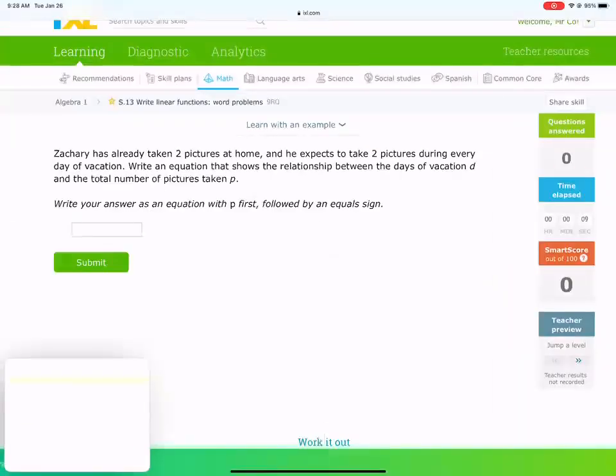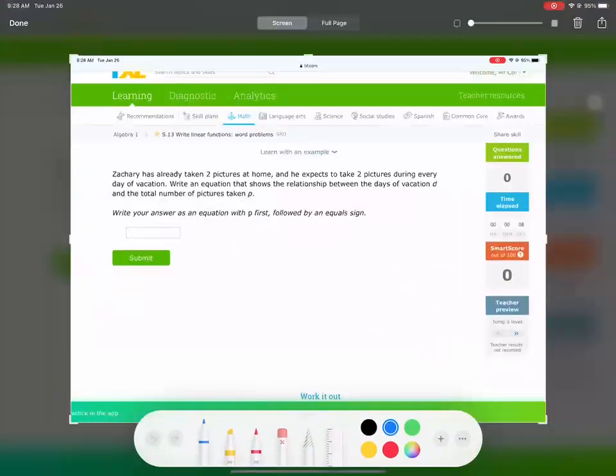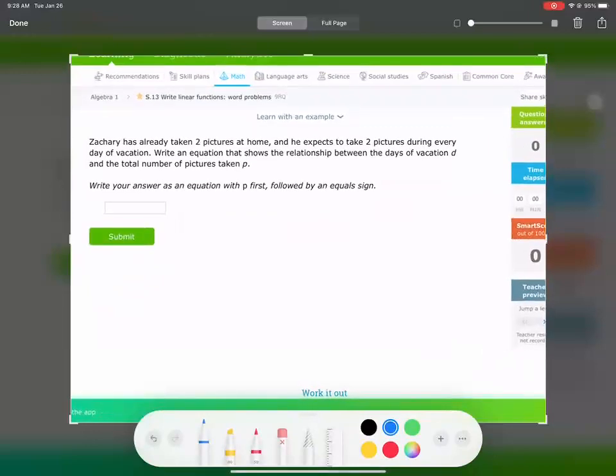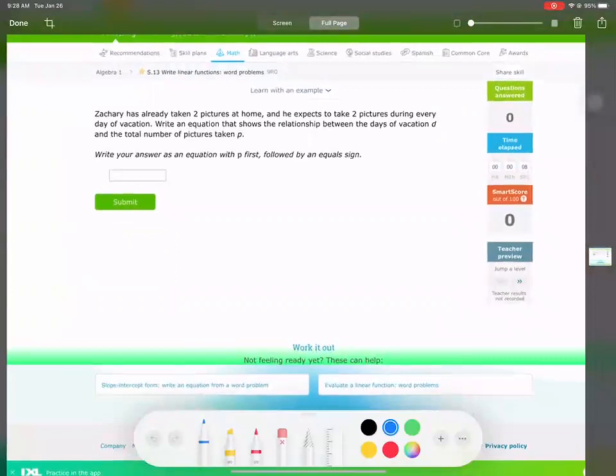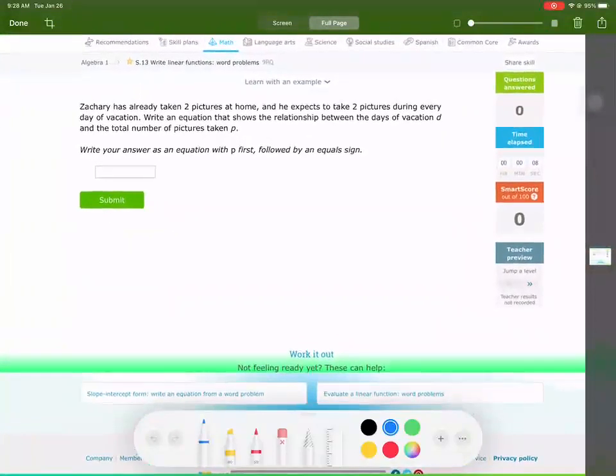First question: Zachary has already taken 2 pictures at home. He expects to take 2 pictures every day of vacation. Write an equation that shows the relationship between the days of vacation D and the total number of pictures taken P. So they gave us which variables to use. The days of vacation will be D and the pictures taken will be P. Zachary takes 2 pictures at home already, and then he takes another 2 pictures every day of vacation.